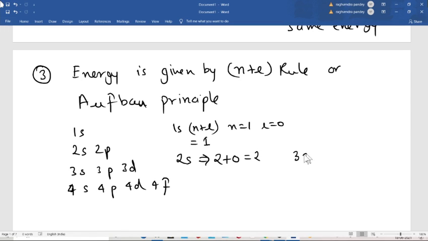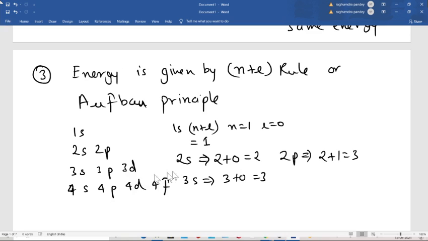Then for 3s, sorry, not 3s, I have to take 2p. If you have any doubt, please ask. 2p means n value is 2, and L value for p is 1. So 2 plus 1 is 3. Then comes our 3s. N value is 3, and for s the L value is 0. Again 3. So both have the same energy, 3 and 3. Then we will decide it.